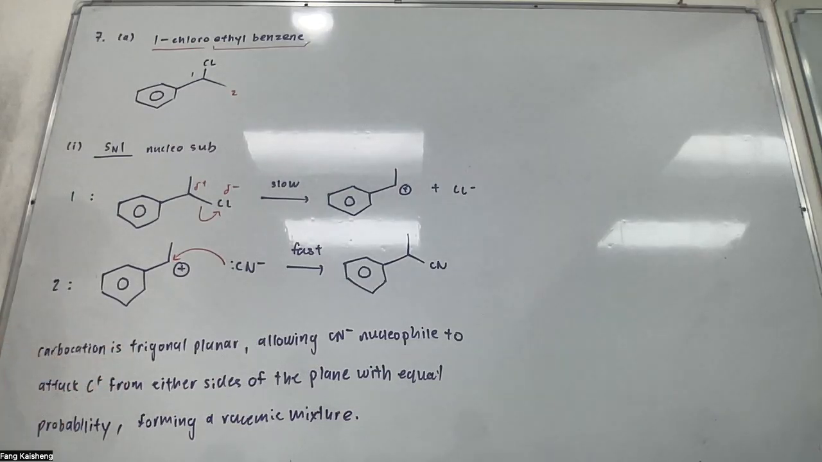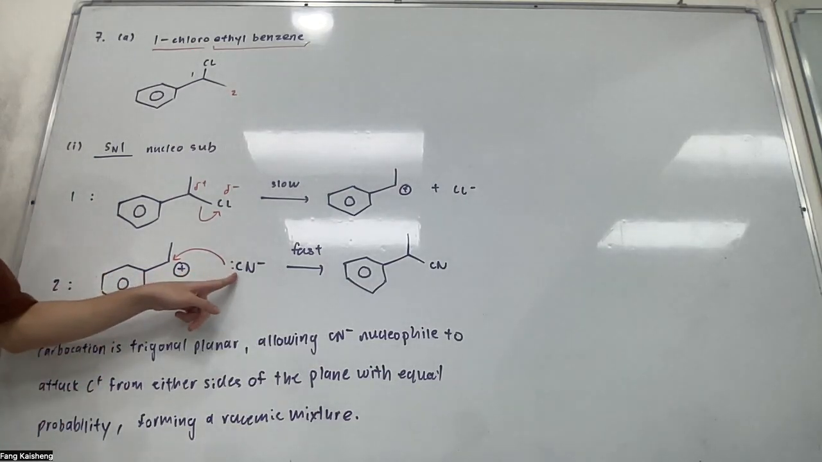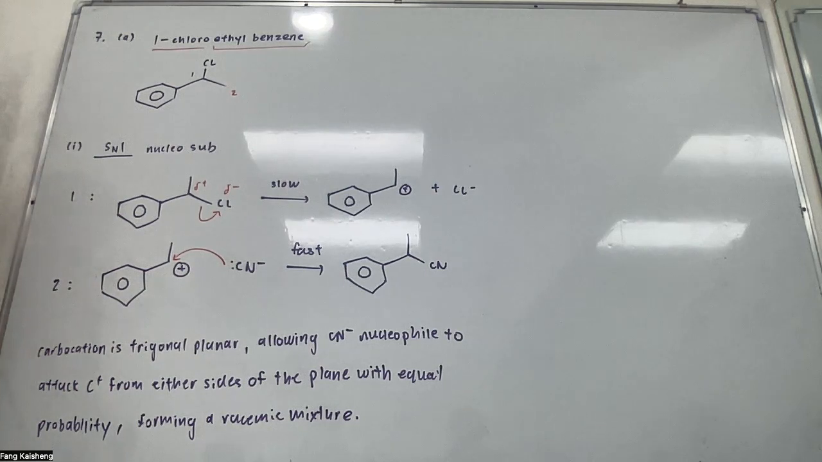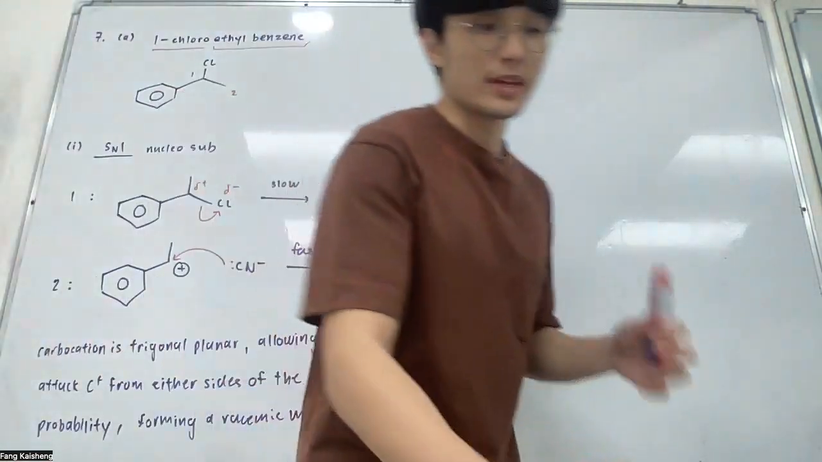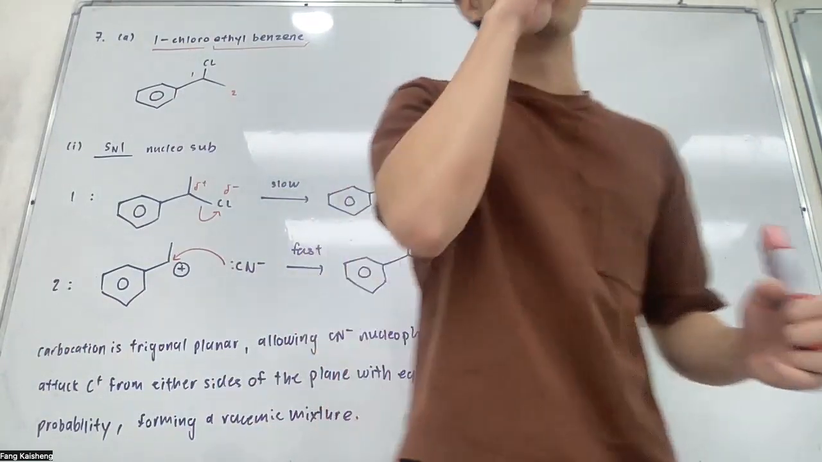Okay, the same exact explanation as before. Take note you're using CN minus here. That's what the question is. Good. With that said, let's go to part 2 together.